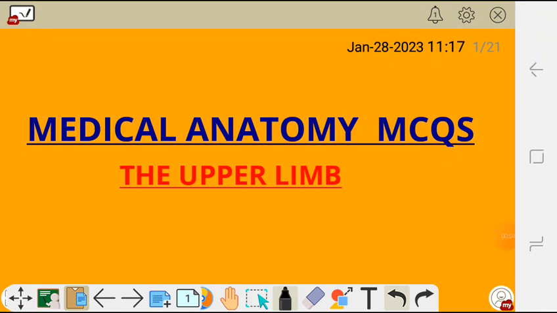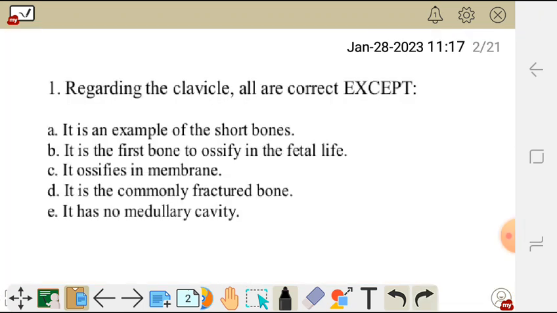In this video, I'm going to go through medical anatomy MCQs on the upper limb. So the first question reads, regarding the clavicle, all of the following are correct except: A, it is an example of the short bones. B, it is the first bone to ossify in the fetal life. C, it ossifies in membrane. D, it is the commonly fractured bone. And E, it has no medullary cavity. So the correct answer for question 1 is A.